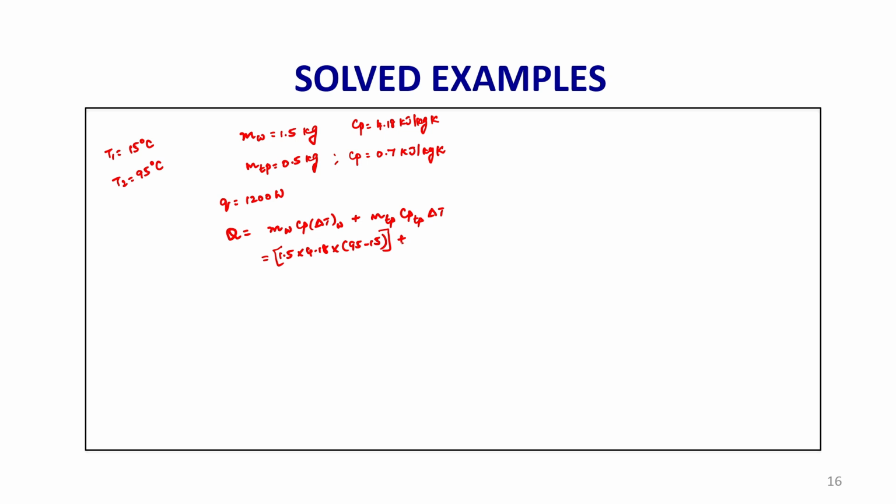Let us take delta T as it is, plus mass of teapot is 0.5 into Cp of teapot is 0.7. So, this is for teapot, and this is for water. The values pertaining to teapot I have underlined. So mass of teapot is 0.5 into Cp of teapot is 0.7 into 95 minus 15.